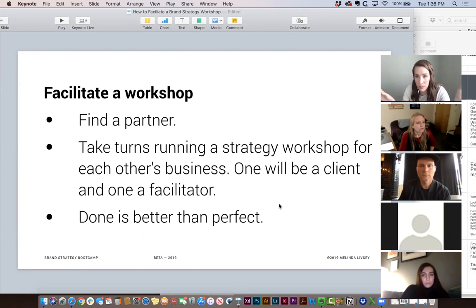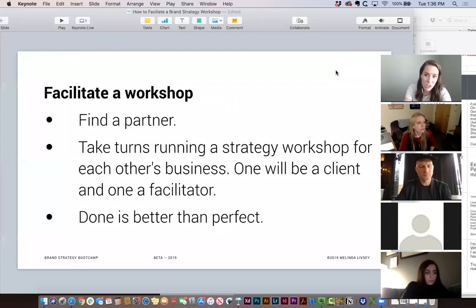You don't have to make up a business. This is for your design or strategy business that you currently have, because you know about it and you know who you want to target. This will actually really help in your own positioning and your own client experience. If you have 3 people, that works too. Just trade off being a facilitator and being a client.